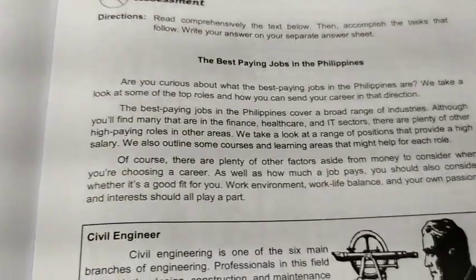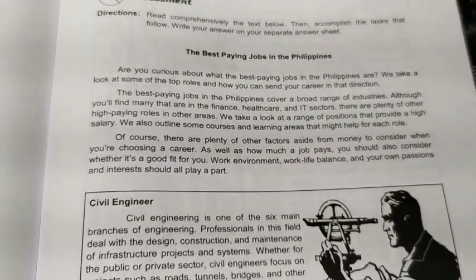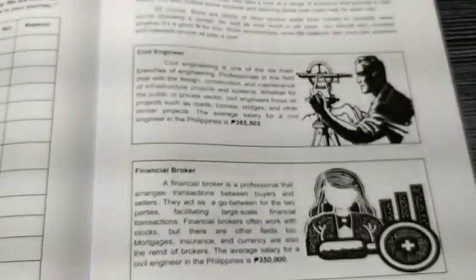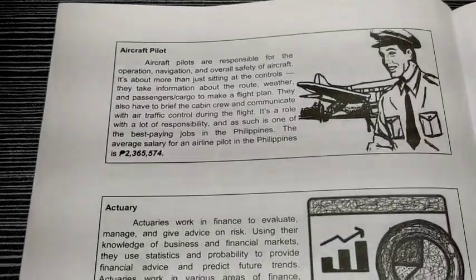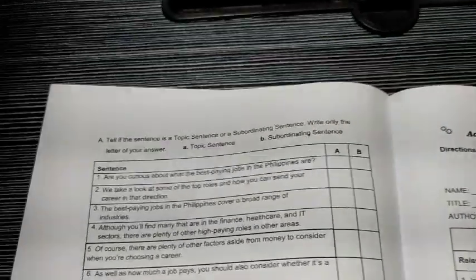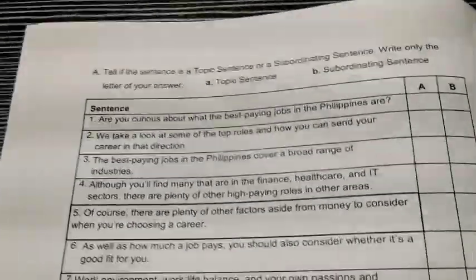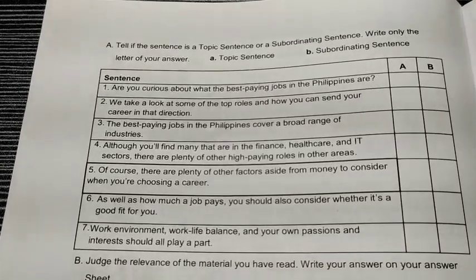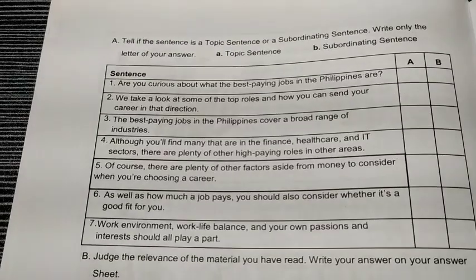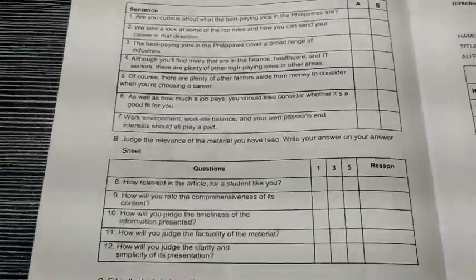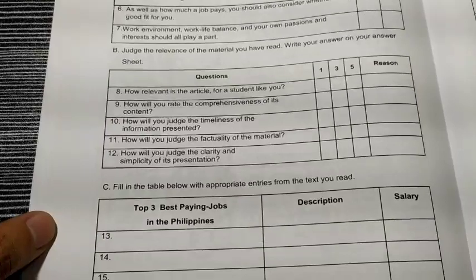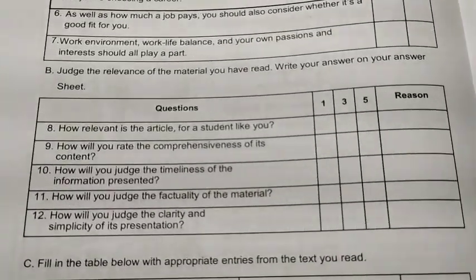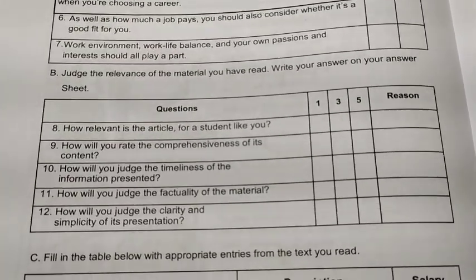So for assessment, read this. The best paying jobs in the Philippines: civil engineer, financial broker, aircraft pilot, and so on. Then you will identify again if it's a topic sentence or subordinating sentence, like the one you have done in the what I know part. These are all based on what you have read. Then 1, 3, 5, 1 is the lowest, 5 is the highest, then your reason.